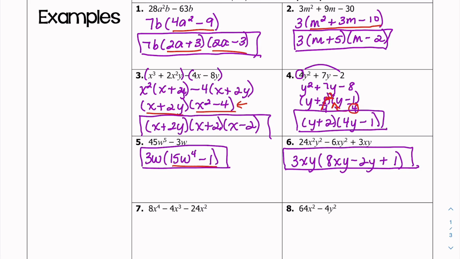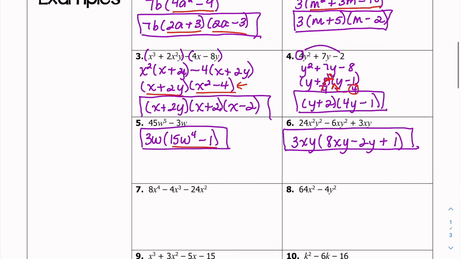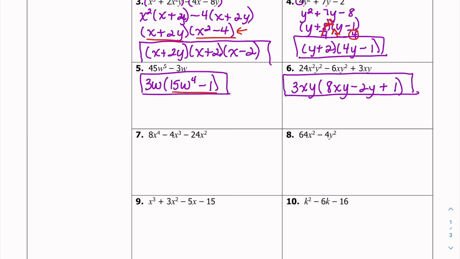All right, looking at number 7. For number 7, we have 8x to the fourth power minus 4x to the third power minus 24x squared. So we're looking for a greatest common factor, and for this one, we can take out 4x squared, and then we're left with 2x squared minus x minus 6.